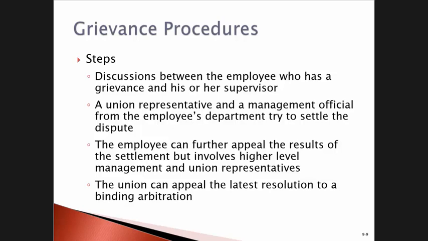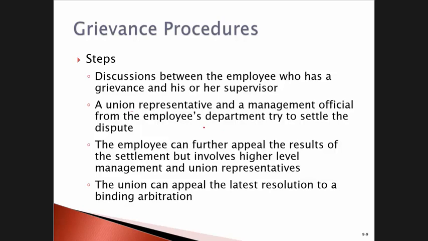The grievance procedure follows the steps on the screen here. The first step typically is a discussion between the employee who has the grievance with his or her supervisor. So it may be the case that I don't agree with how something's being carried out in the workplace. I go directly to my supervisor and I tell them I have an issue. If it is not resolved at that step, a union representative, typically the shop steward, will then meet with a management official from the employee's department to try to settle the dispute. Often the disputes are settled at this level.